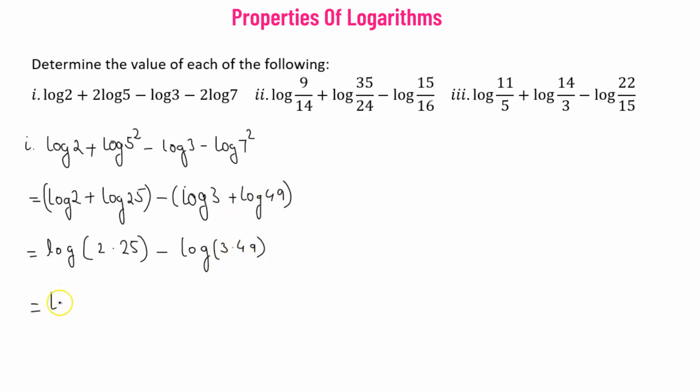Now finally, this will be equal to log of 2 times 25. So this is 50 minus log of 3 times 49. So that's 147. So this will be equal to log of 50 divided by 147. This is the final answer.